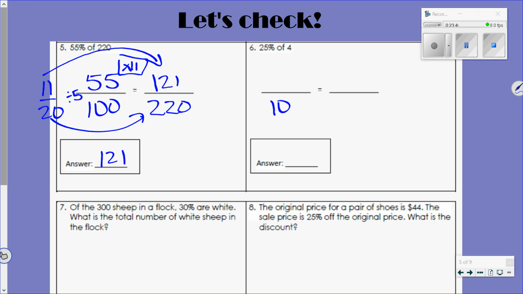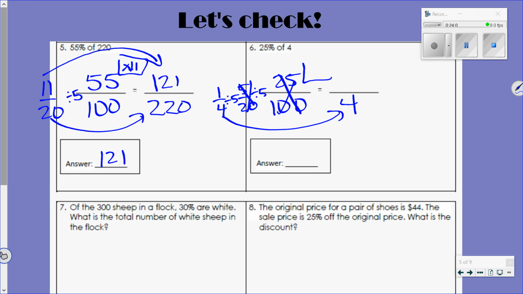Next one. Again, go that 100 in right away. 25%, they gave me the number 4. What can I divide 25 and 100 by? 5. Gives me 5 and 20. Can I simplify that again? Yes. Divided by 5 gives me 1 and 4. Okay? How do I go from 4 to 4? Times 1. So 1 times 1 is?